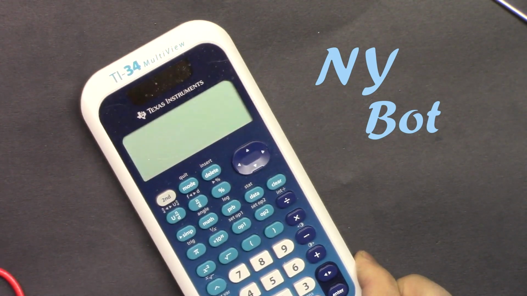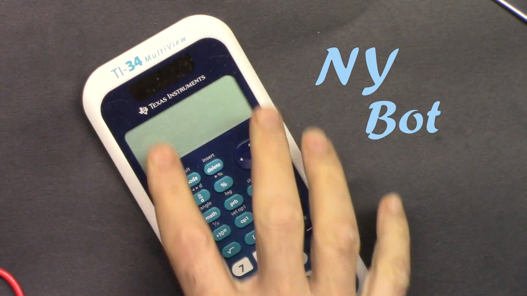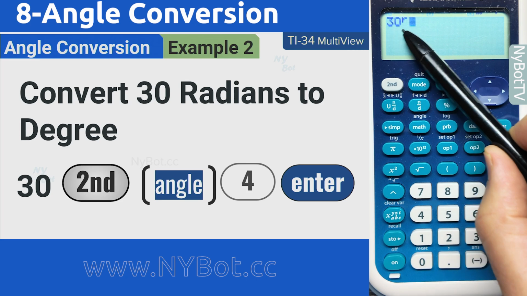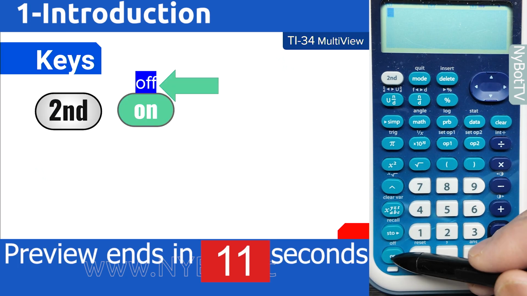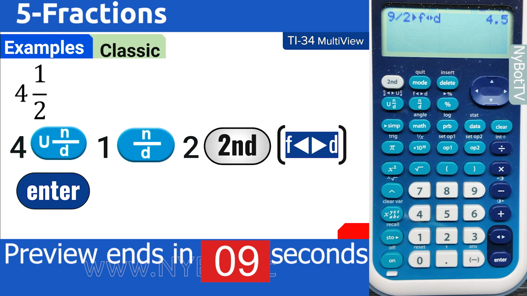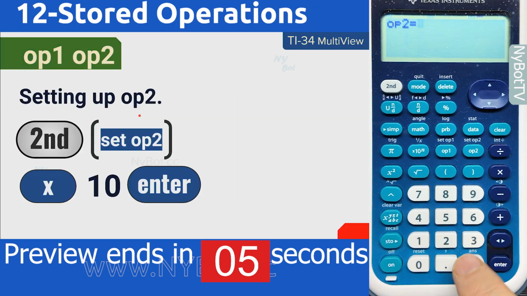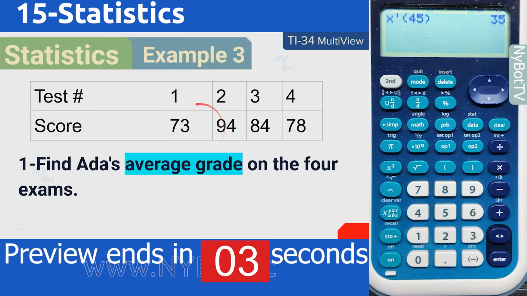In this video we are going to use the TI-34 scientific calculator to do degree and radian angle conversion. This video is part of a full video manual for this calculator. The link to watch that video is below this video in the description.